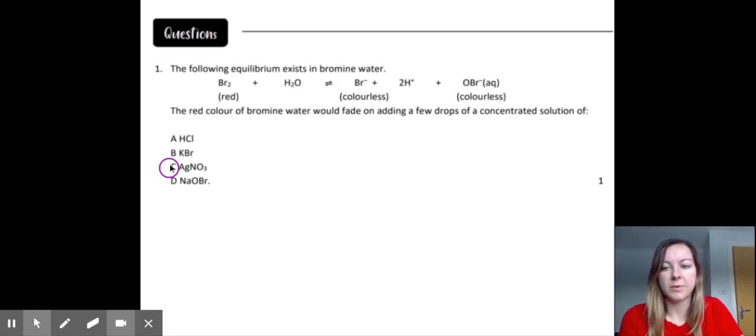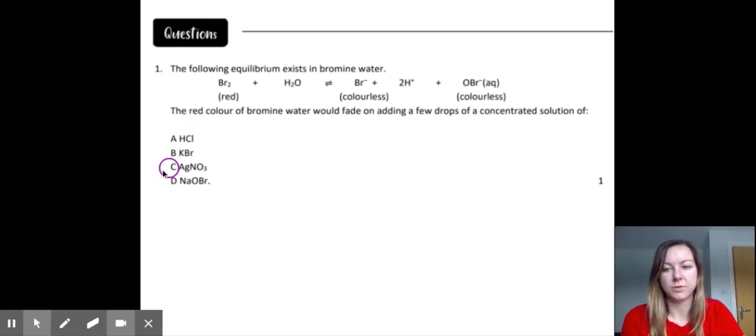So what's happening here is a precipitation reaction where these are coming together, reacting together to form silver bromide. And if something is insoluble and the rest of your equilibrium is in solution, then that substance will no longer take part in the equilibrium.